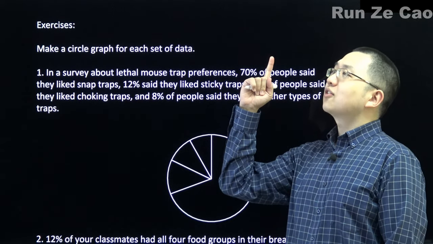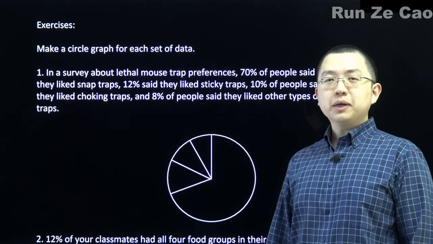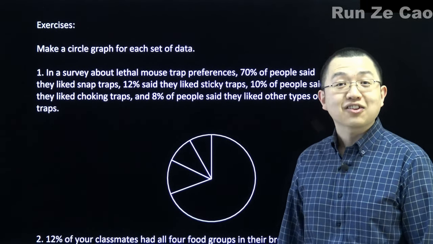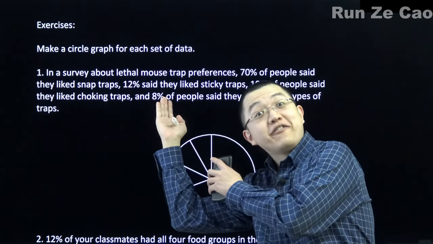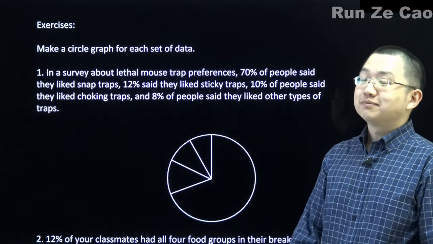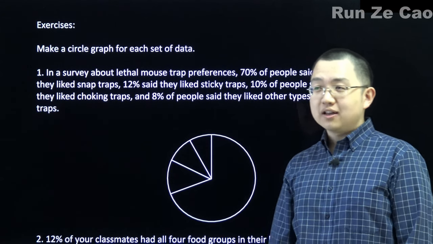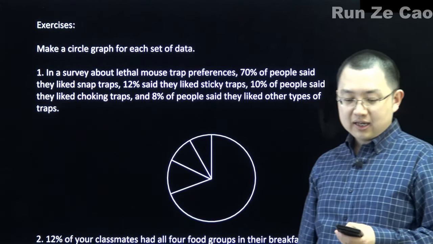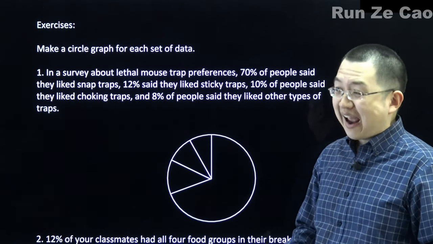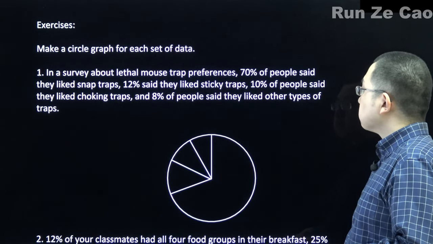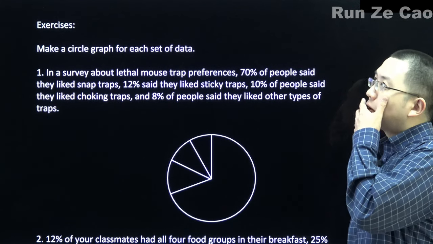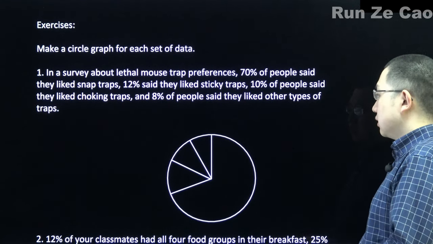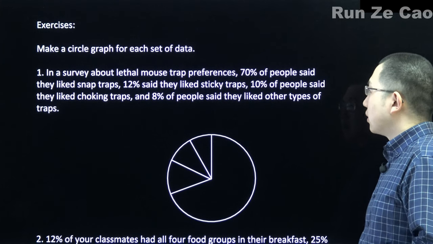I got a question, guys. Where's the set of people who said they liked their pet cats? Because that is a type of lethal mouse trap. Or their pet terriers, actually, because terriers are actually pretty good at killing rats. Maybe that's why it's not here, because mice are rather smaller than that, and oh well. Maybe you can train a chihuahua to kill mice.